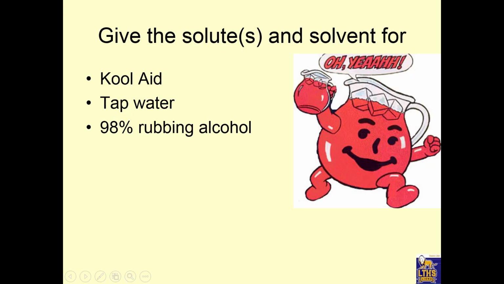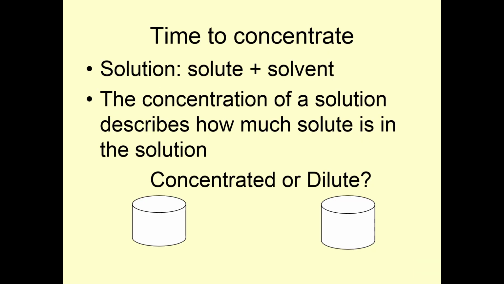All right, now, last but not least, we got to talk about concentration and dilutions. Just to refresh your memory, if you have Kool-Aid, there's a solute and a solvent. The powder and the sugar is a solute and water is a solvent. Tap water, there's ions in it, so tap water is the solvent. And 98% rubbing alcohol, the solute is water because 2% is water and 98% is rubbing alcohol. So every solution has a solute and a solvent.